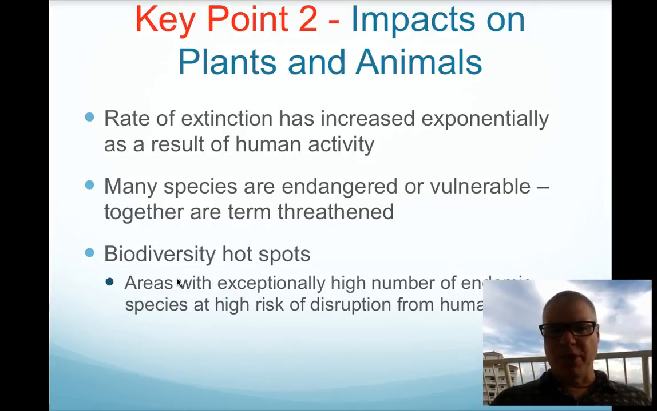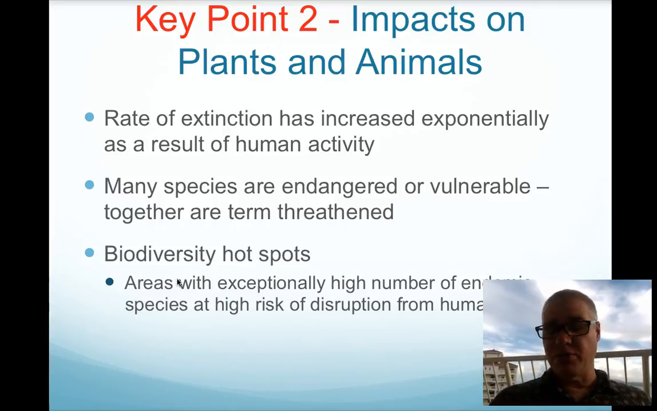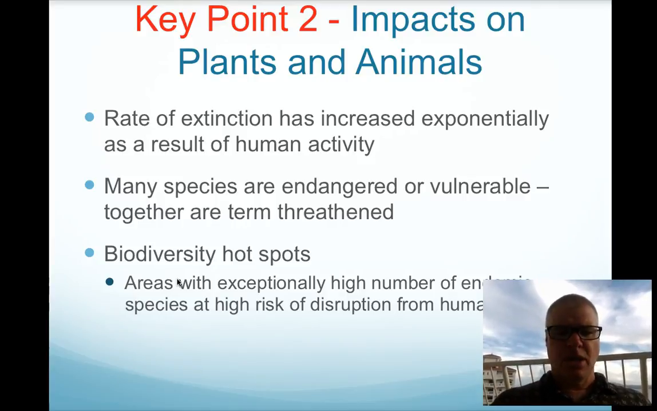But my next key point is about the impacts of human activities on plants and animals. Rates of extinction have increased exponentially as a result of human activities. We are in the midst of what many people estimate to be another mass extinction, and this mass extinction is caused most directly by human activity. There are many species that are endangered, vulnerable, or threatened. There are particular parts of the world that have higher levels of biodiversity than others.